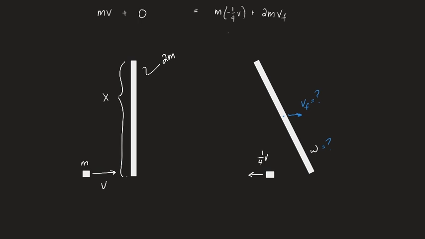Now, all you had to do is figure out the final velocity. I'm noticing an M in every term right at the start. So that makes that pretty straightforward. I'm going to get rid of all the M's. They're in all the terms. I'm going to add 1/4 V to both sides. So I'll get 5/4 V equals 2 V final. So all I got to do is divide this by 2, and V final equals 5/8 V. Not particularly challenging. Any questions about that?